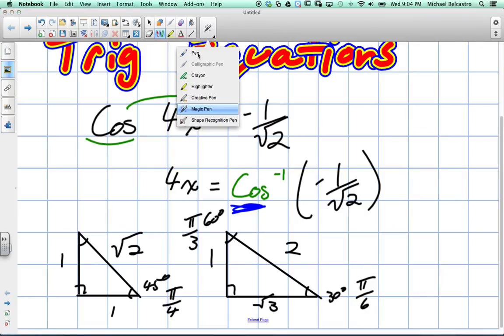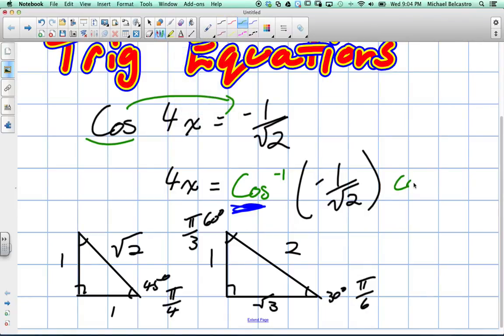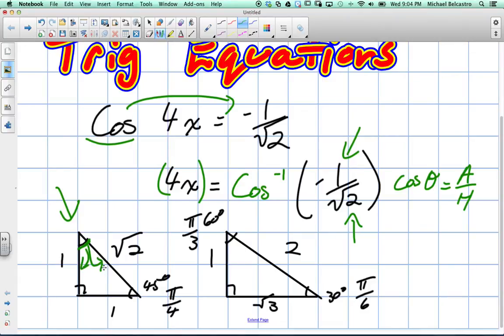But anyways, we need to find this cos relationship. Remember cos theta, and theta is what we're solving for here, that's our 4x, is equal to adjacent over hypotenuse, right? So we're looking for where the adjacent is a value of 1 and the hypotenuse is root 2. That means we're working with this special triangle here. If it's this angle, this would be my adjacent, this would be my hypotenuse. So what is this angle? Well, we know it's the same, so the angle is pi over 4.